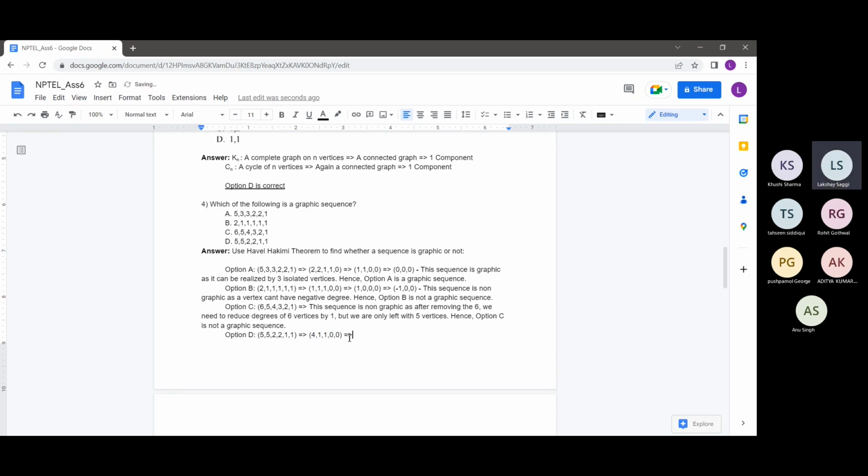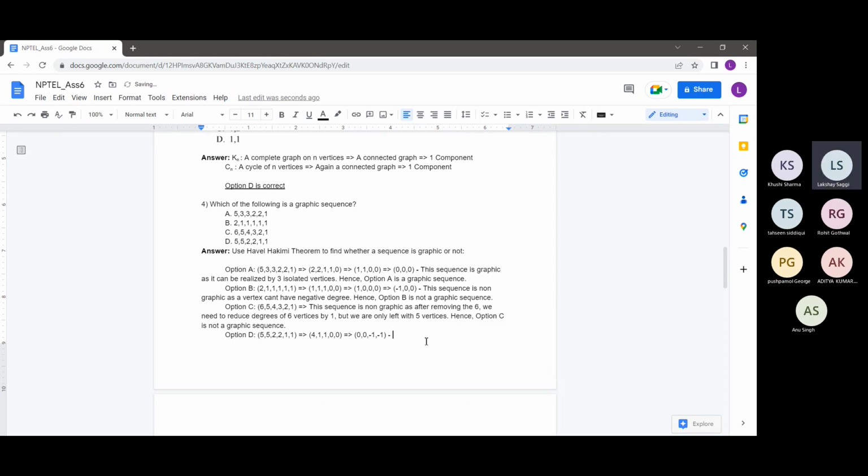So again, we can apply the Havel-Hakimi theorem. So what it says is that we'll take this 4, remove this 4, take the remaining part, which is 1, 1, 0, 0. And then since we have removed 4, we need to reduce values of 4 entries by 1. So these are the 4 entries, so we'll have to reduce all of these by 1. So this 1 will become 0, this 1 will also become 0, 0 becomes -1, and 0 becomes -1.